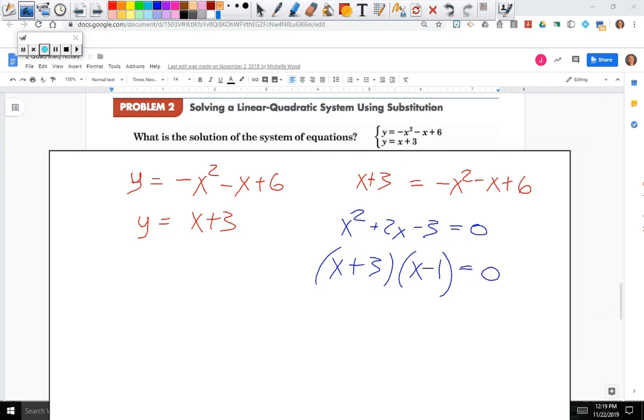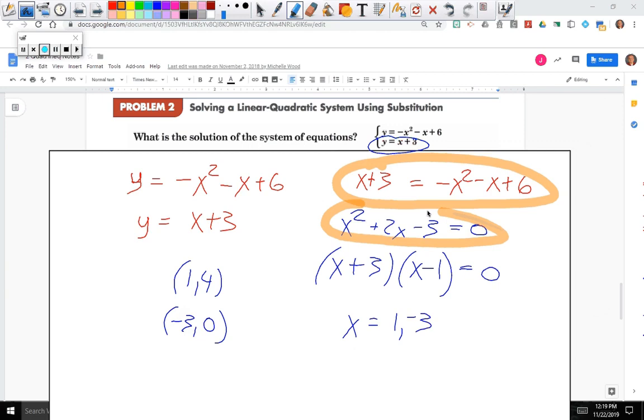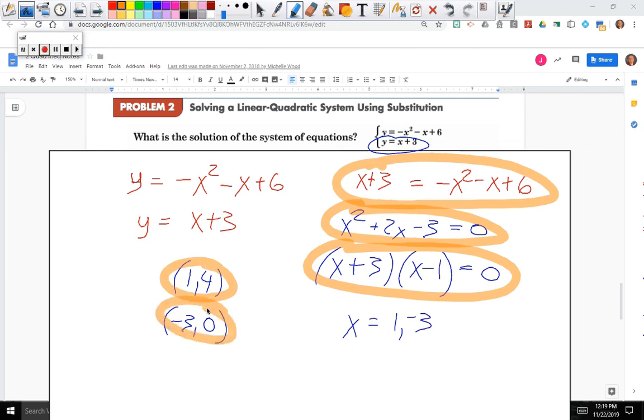And since this is only looking for the equals, I get a 1 and a -3 answer. But because it's a system, I got to plug them back in. I'll use the easier one and get 1, 4, and -3, 0. So my answer should have been, here we go. So there's 1, 2, 3, and then we'll go 4, 5. You must have the x and the y.